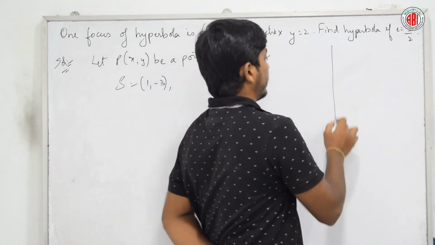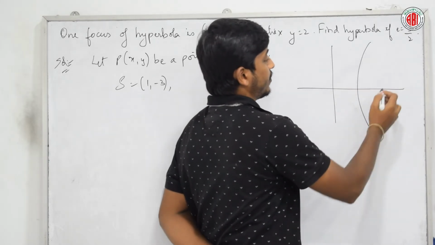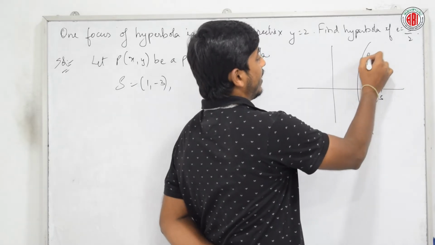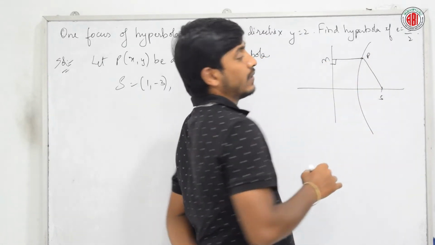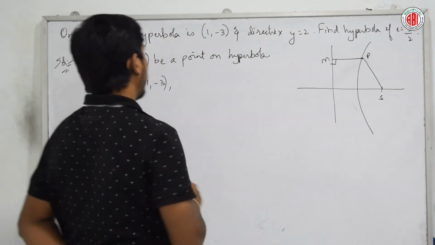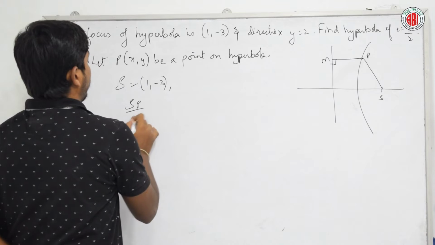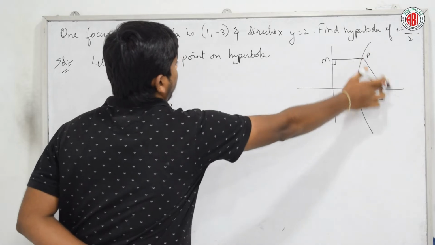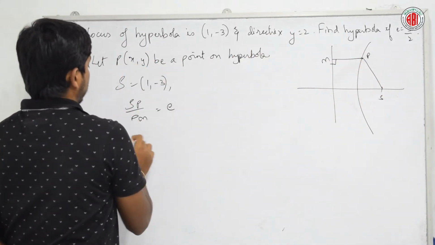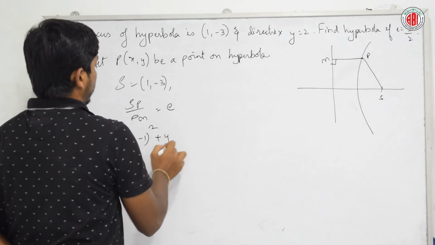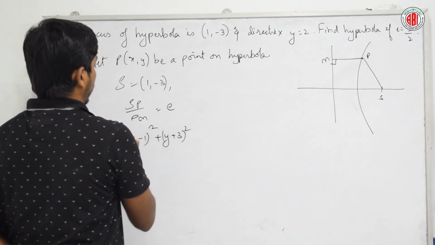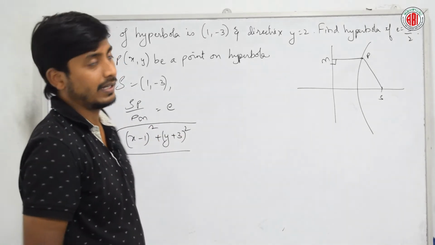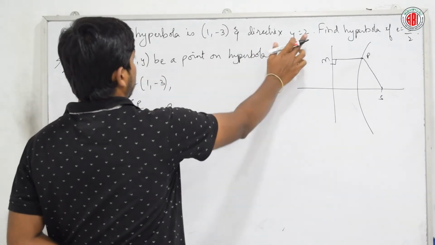If this is a directrix and this is an ellipse, I mean hyperbola, then SP by PM is nothing but E. So SP by PM is equal to E. What is SP? The distance from the point P to the focus. That is the square root of (x minus 1) whole square plus (y plus 3) whole square, divided by PM. What is PM? PM is the perpendicular distance from this point to this line.